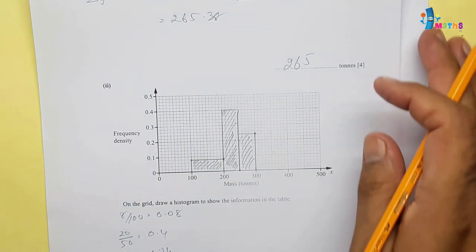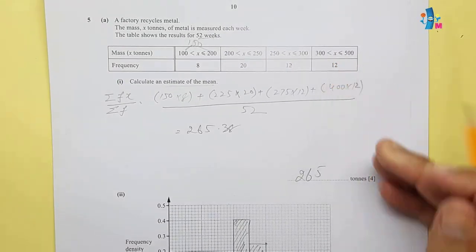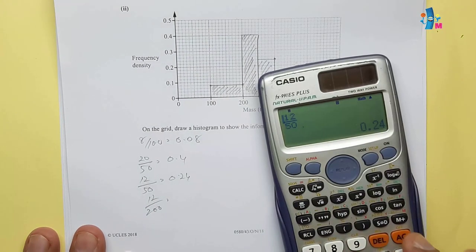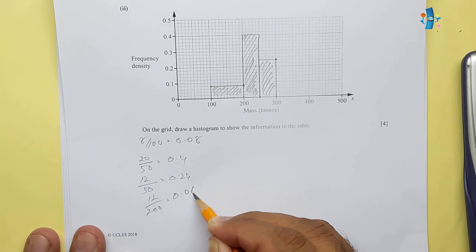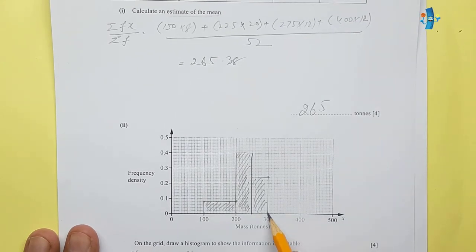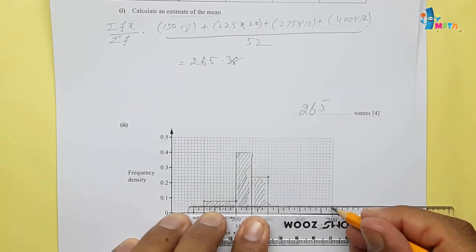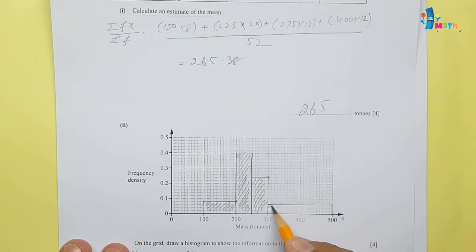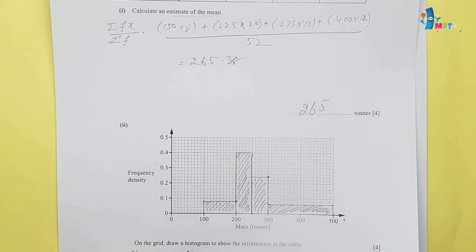Then comes the next, which is 12 divided by, this width is 200, so 12 divided by 200 will be equal to 0.06, and this is from 300 to 500. And 0.06 is just 1, 2, 3 small boxes, up to this one, and this side also we have to close, and this will be the required bar. Hopefully you understood these questions also.